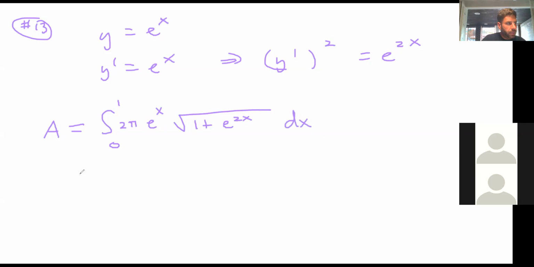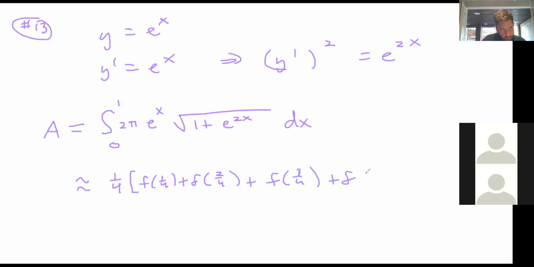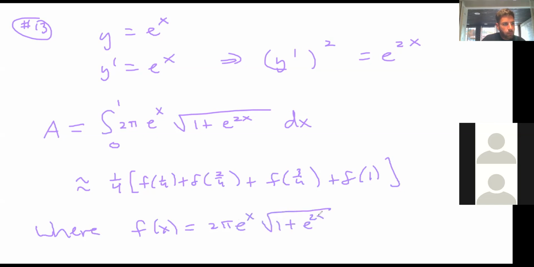So this is going to be approximately 1/4 times f of 1/4 plus f of 2/4 plus f of 3/4 plus f of 1. But here, what is your function? The function you're interested in is 2 pi e to the x times this quantity. So you have to make sure you do the right function. So that's how you would do 13. Make sure you understand that, though. Don't just copy down what I gave you. Make sure you get it.